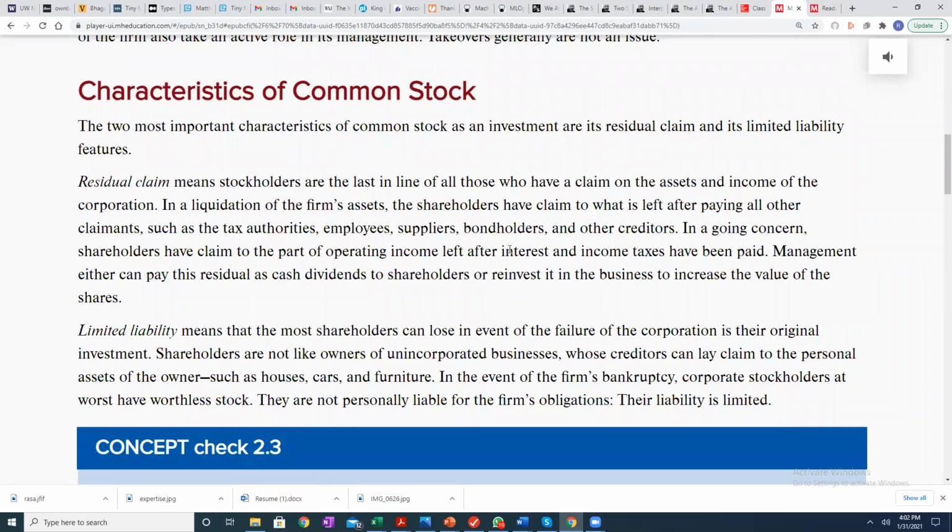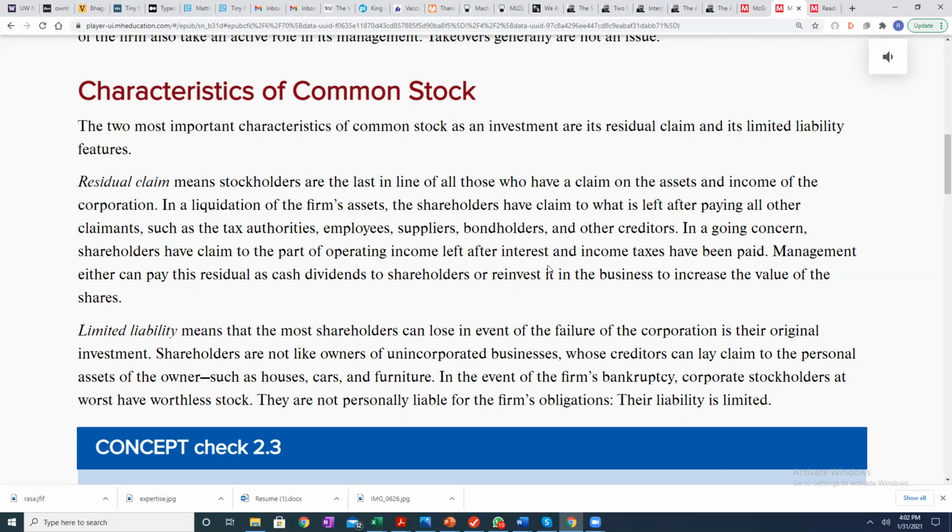Characteristics of common stock. The two most important characteristics of common stock as an investment are the residual claim and its limited liability features. Residual claim means stockholders are last in line to have a claim on the assets and income of the corporation. In liquidation of the firm's assets, shareholders have a claim to what is left after paying all other claims, like tax authorities, employees, suppliers, bondholders, and other creditors. Shareholders have a claim to part of the operating income left after interest and income taxes have been paid.